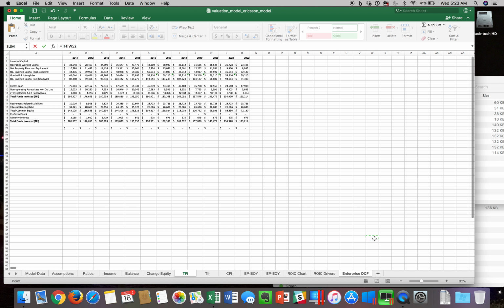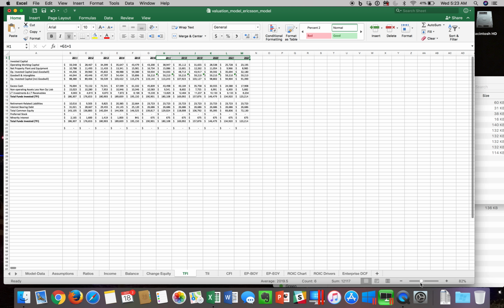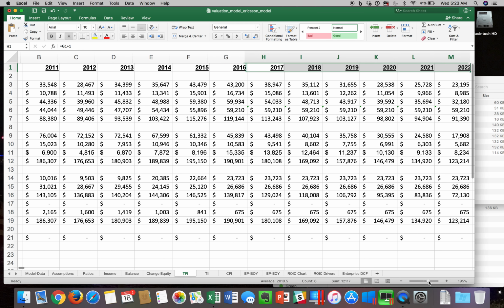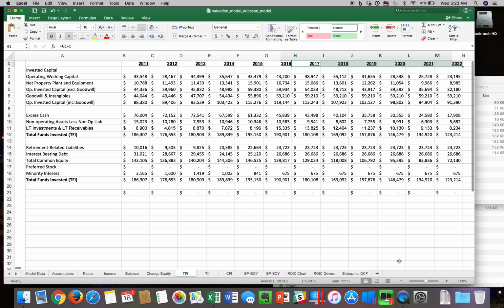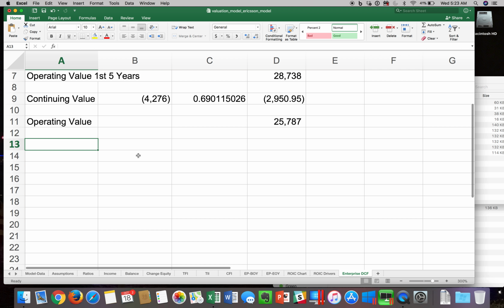Let's try this. Okay, well, I want to go bigger. Let's try this again. TFI. There we go. Okay, so over here on the left, before I do this, you can see that we've already arranged the three non-operating items: excess cash, non-operating assets, long-term investments. So here's what we're going to do.